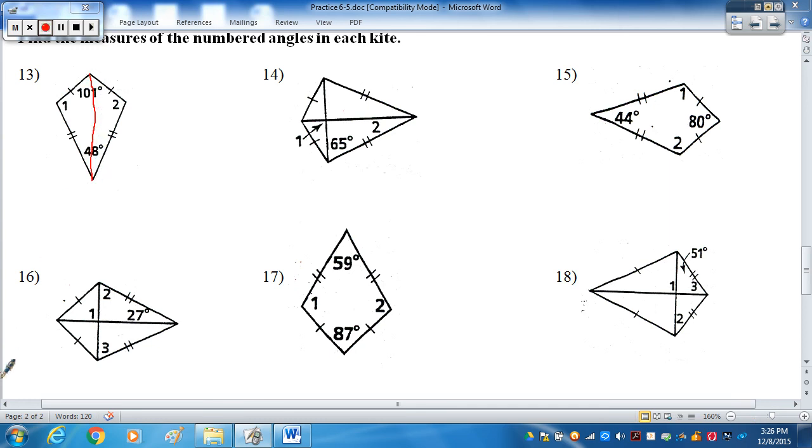Man, that's an awful line. I apologize about that. This pen is hard to draw with.